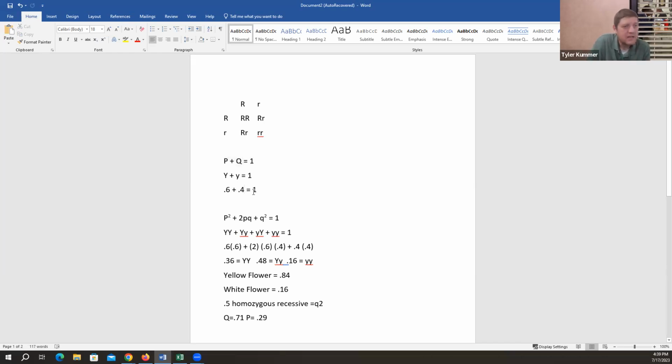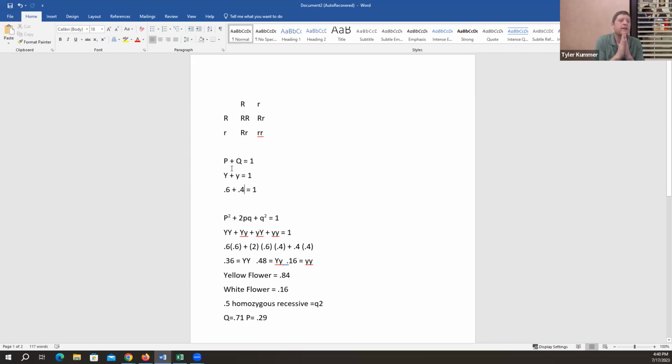So if 60% of our alleles were yellow, then we would say the probability that we reach in and grab a yellow is 0.6. And because that's 0.6, the probability that we get one that's white has to add up to be 1, right? So 0.6 and 0.4 equal 1. So that's our first equation.